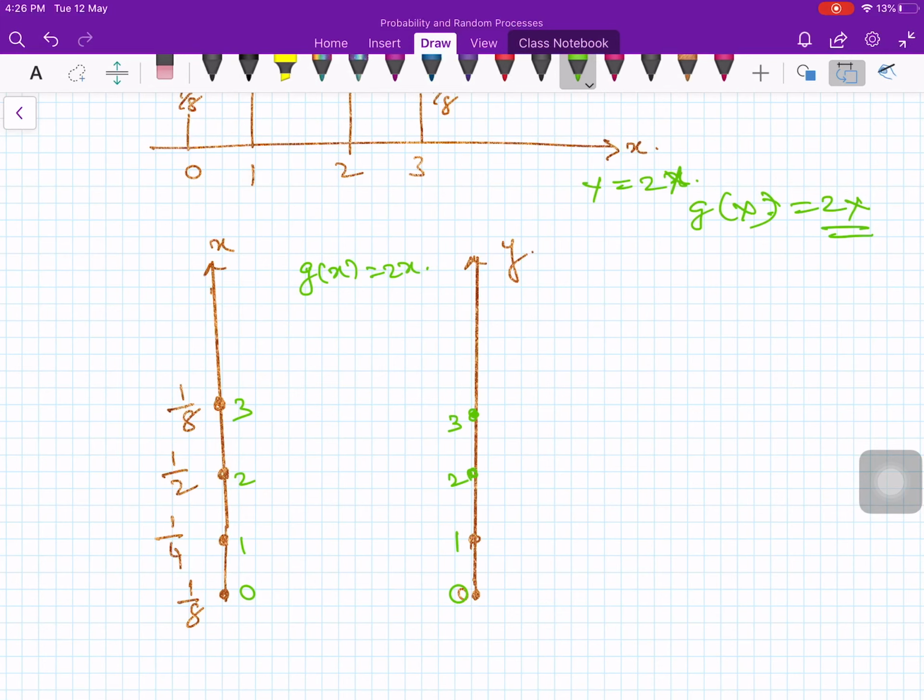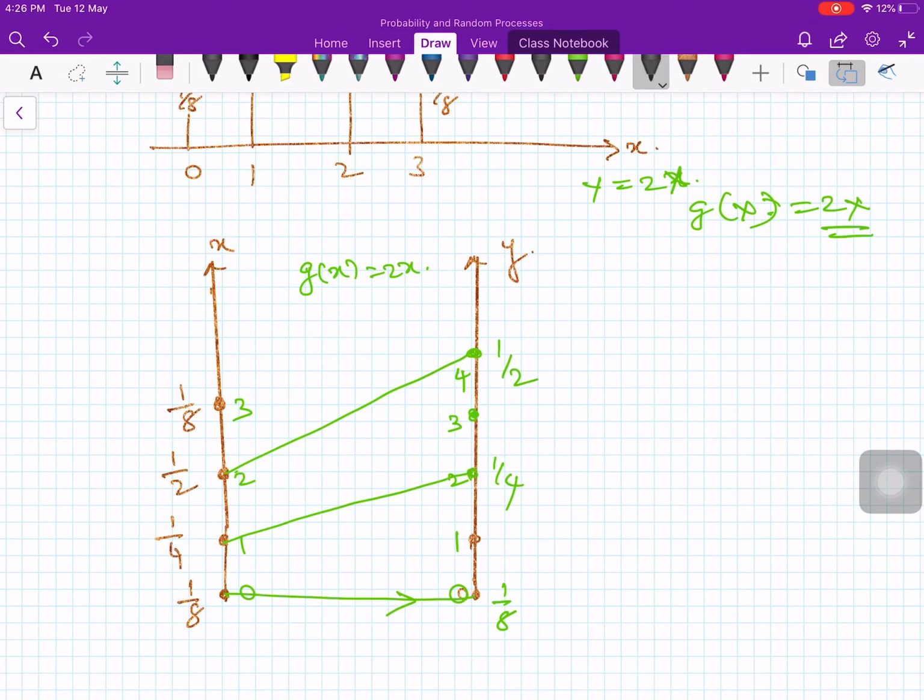When x equal to 0, 2 times 0 it goes here. So this is the corresponding mapping. So the same probability occurs, 1/8. Now when x equal to 1, then 2 times 1 is 2. So therefore it goes there, and the probability is 1/4. When x equal to 2, then it goes to 4. So it is 1/2 probability. This is 4. When x equal to 3, then it goes to 6.